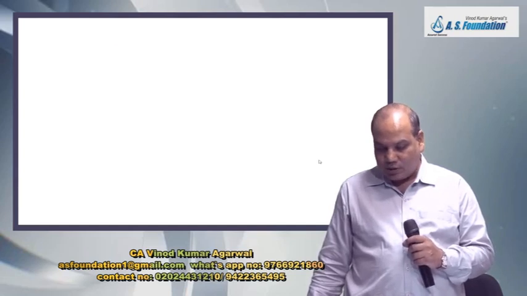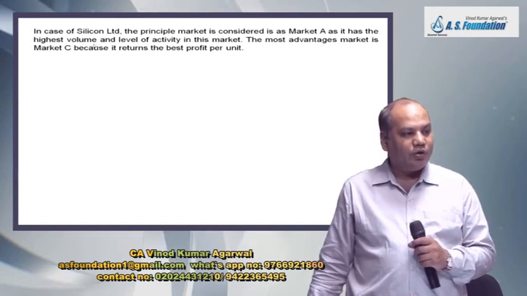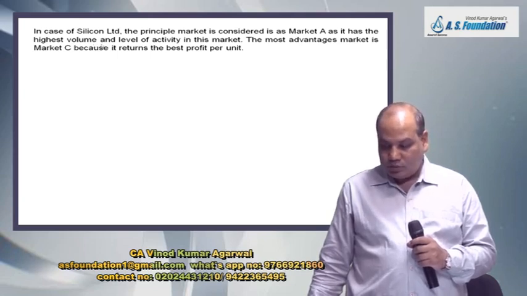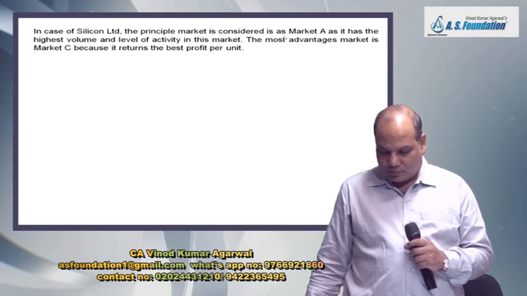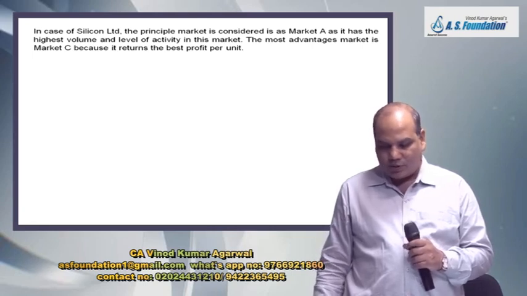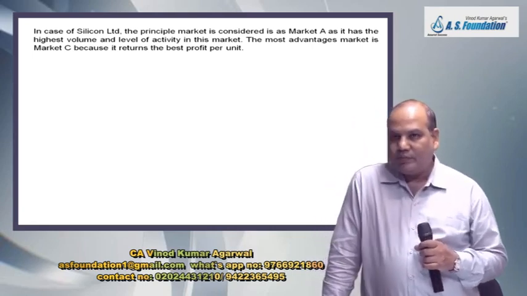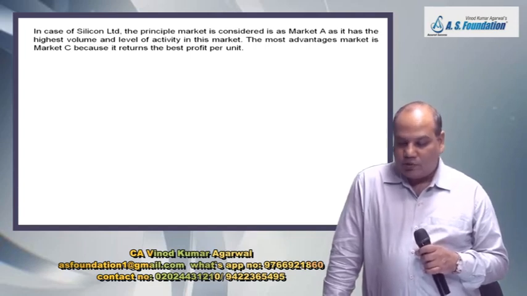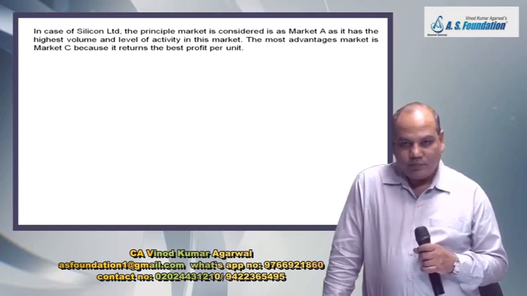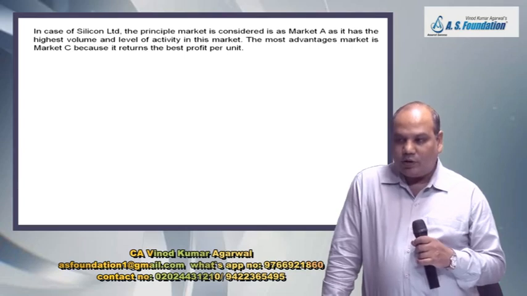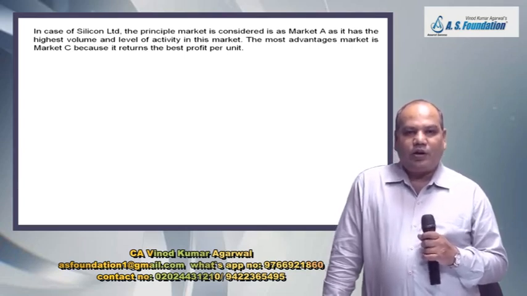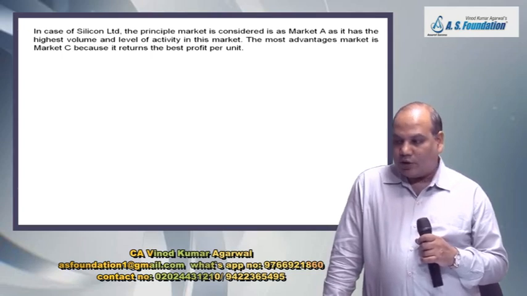Now write down one small comment. In case of Silicon Limited, the principal market is considered. The principal market is market A, right? The principal market is market A as it has the highest volume and level of activity in this market.